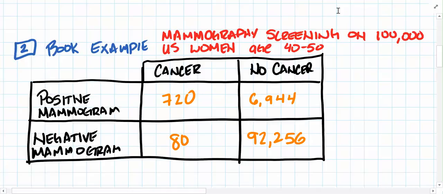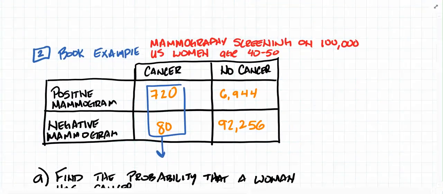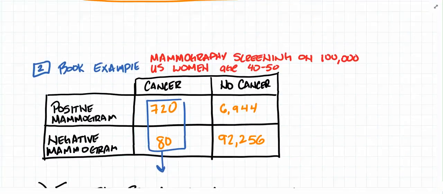Here's what I want to do with you guys. If I were to add up every single orange number in that table, what would the sum be? 100,000. Very good. Now let's do this. If I was going to add up these two numbers, what did those two numbers represent for us? 800. So 800 women have cancer.